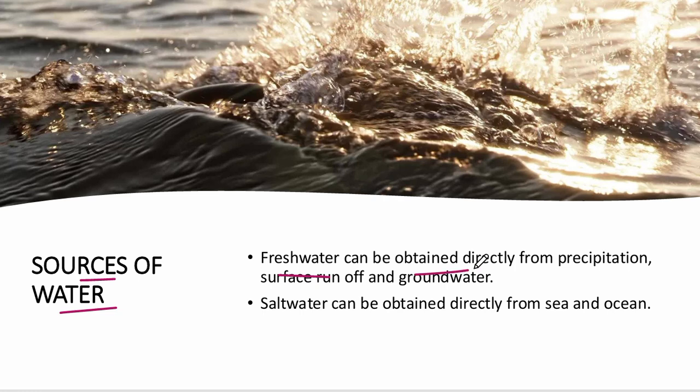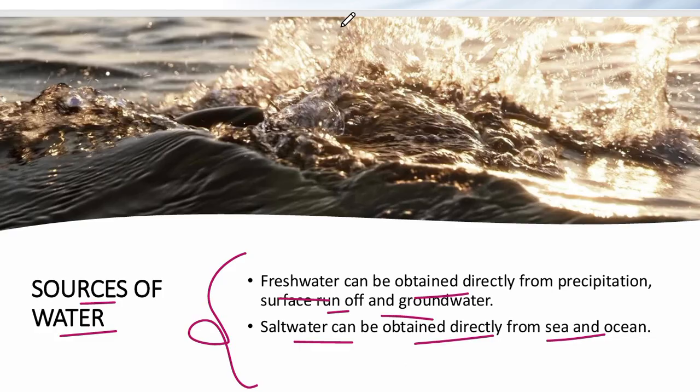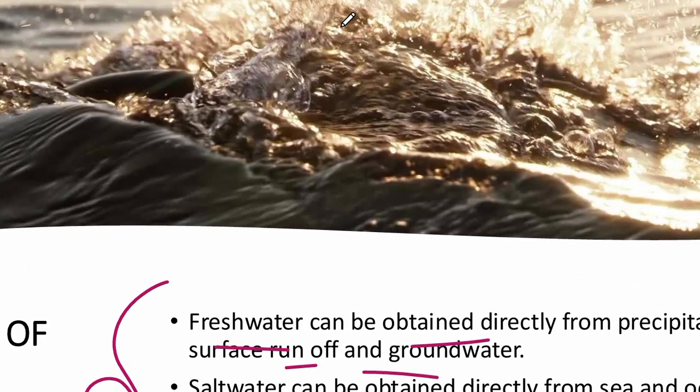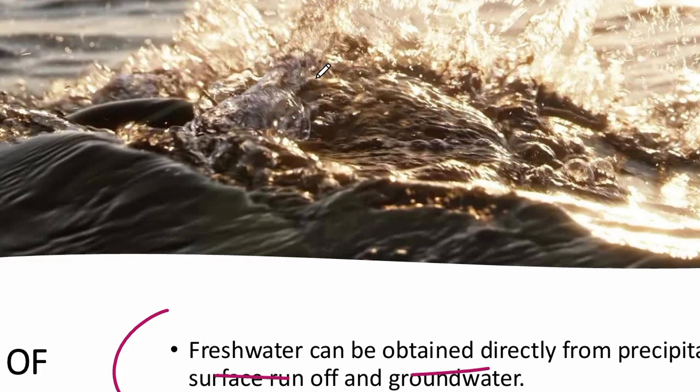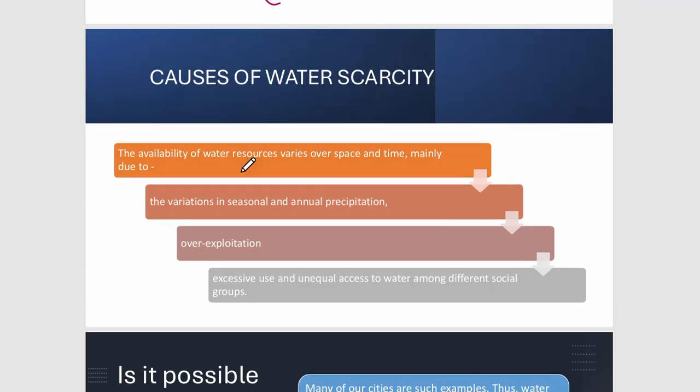Fresh water can be obtained directly from precipitation, surface runoff, and groundwater. Salt water can be obtained directly from the sea and ocean. So, what are they trying to tell us in these two lines? They are telling us that we can directly get water from groundwater, as you can see in the photo here, and that we can directly obtain salt water from the sea.